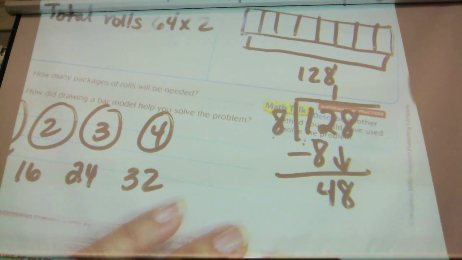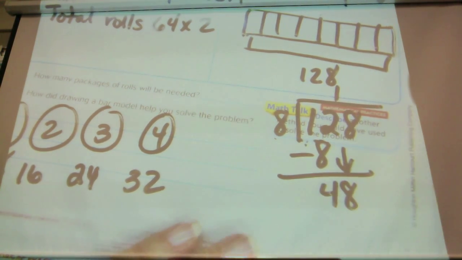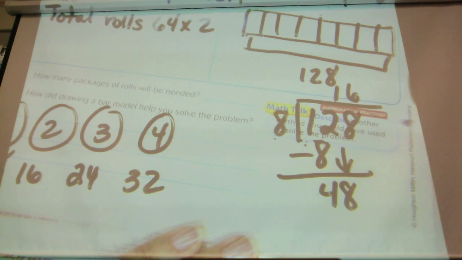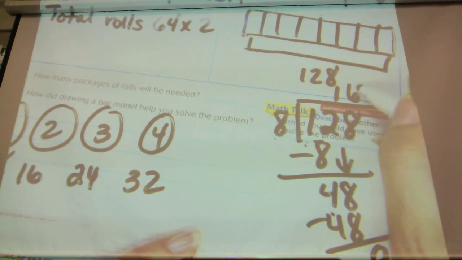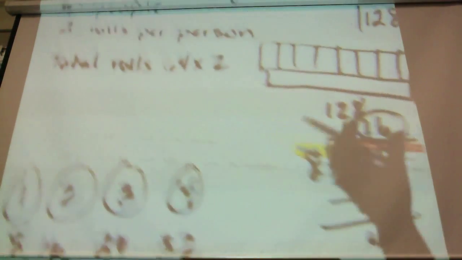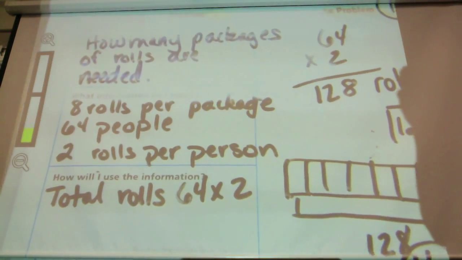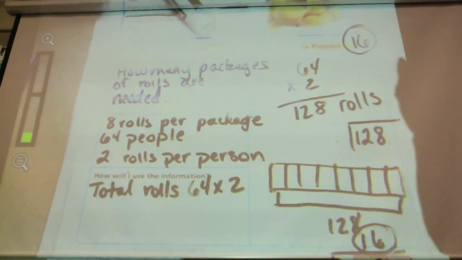Now I have 48, and I divide that by 8, and I get 6. 6 times 8 is 48. I subtract, do I have any remainder? 0. What was my quotient? 16. Look at the answer, it's the same as when we did Ethan's method.